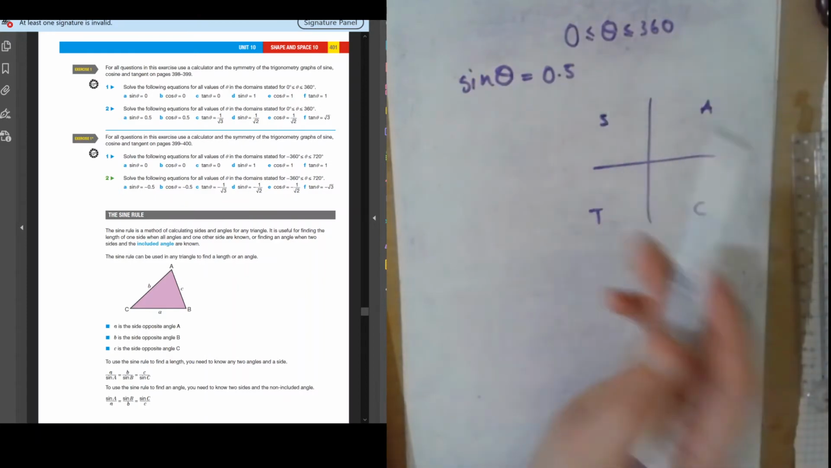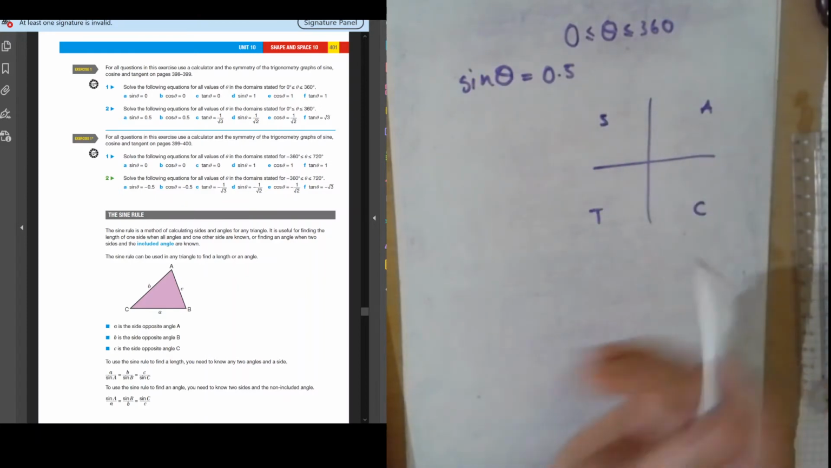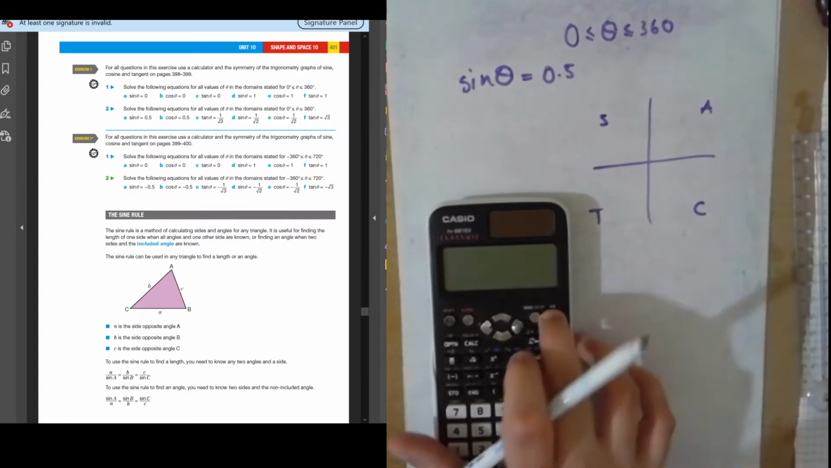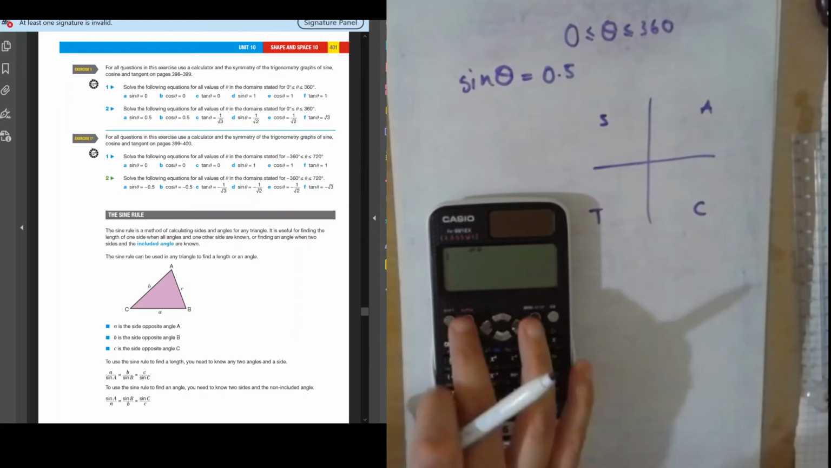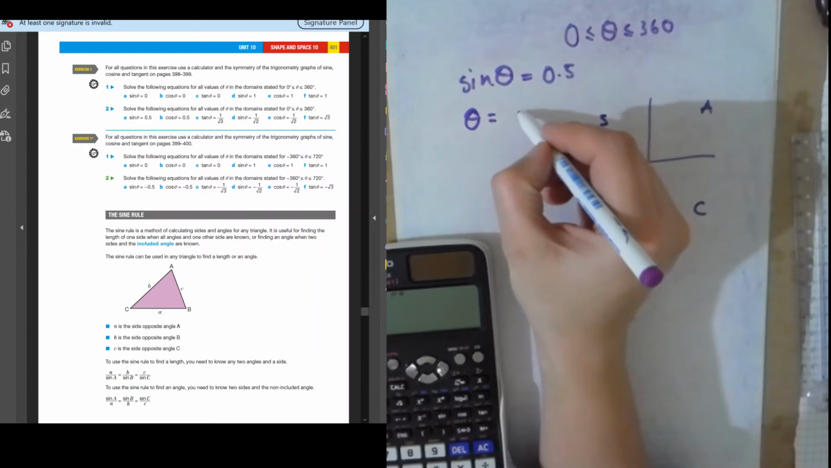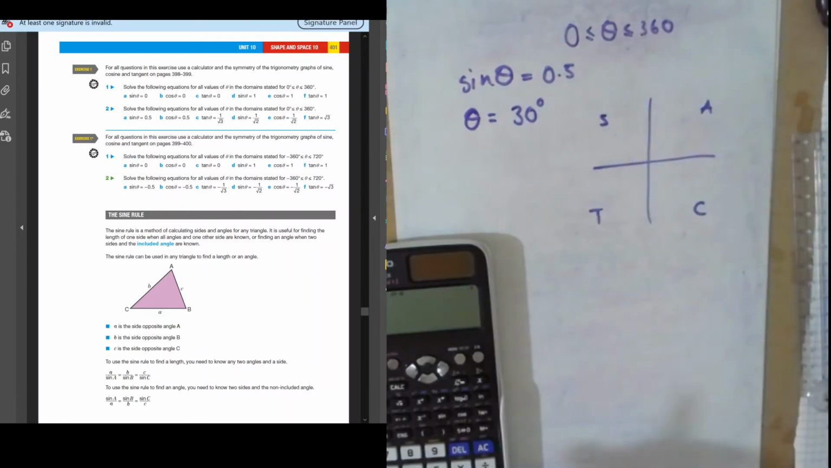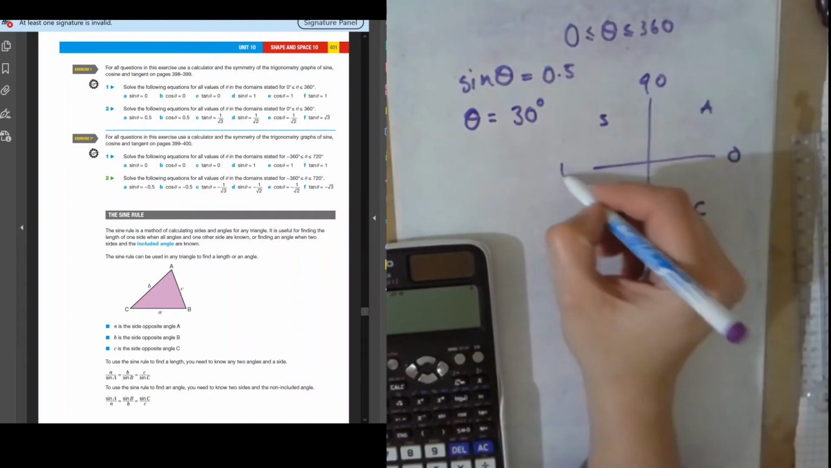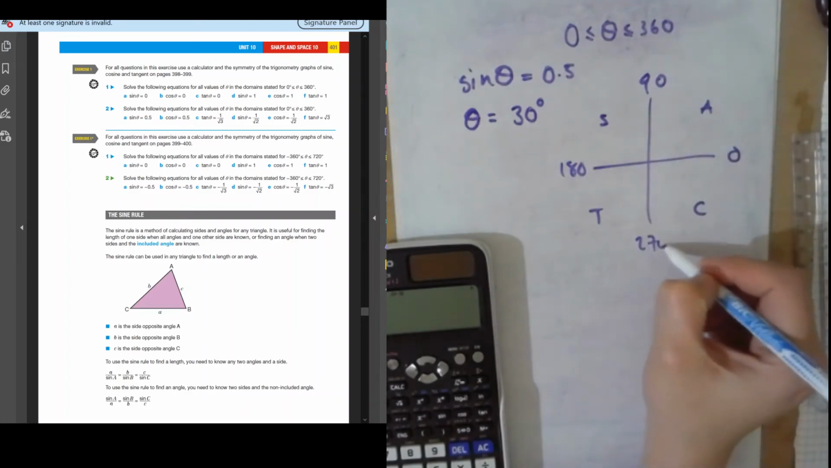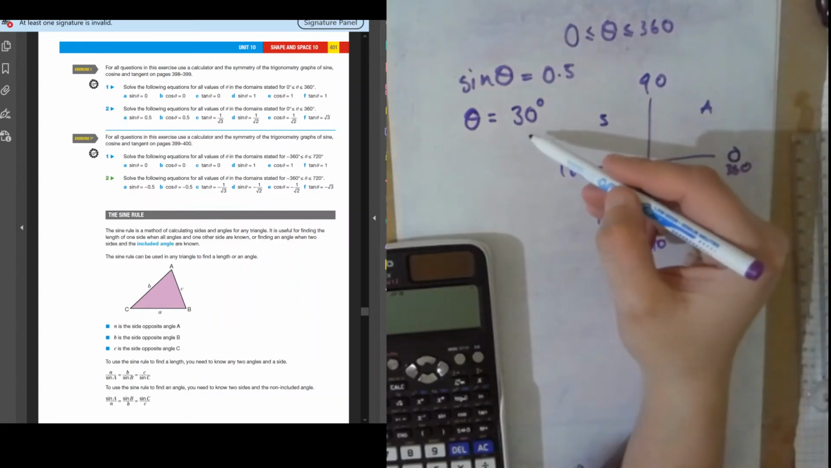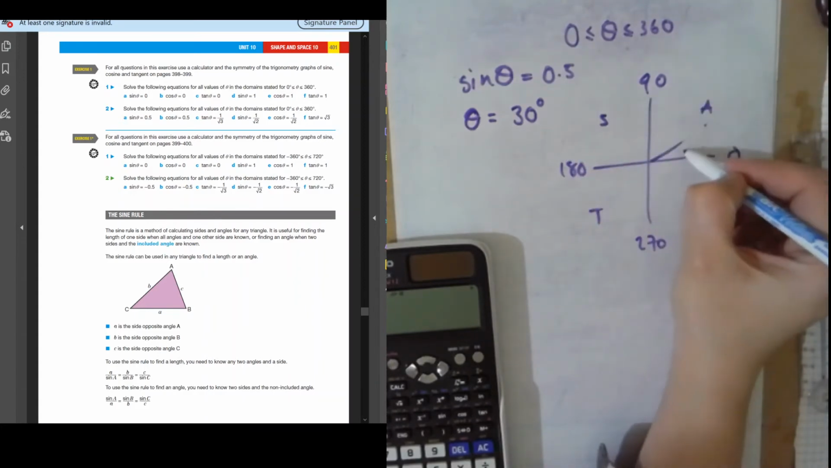Okay, so anyway, we have sin theta equals 0.5. This is where you can use the fabulous calculator. If that equals 0.5, then theta equals, some of you might remember your exact angles, 30 degrees. So if this is 0, that's 90, this is 180, and this is 270, and then this goes into 360. First of all, I need to draw out that 30 degrees. So 30 degrees is just here.